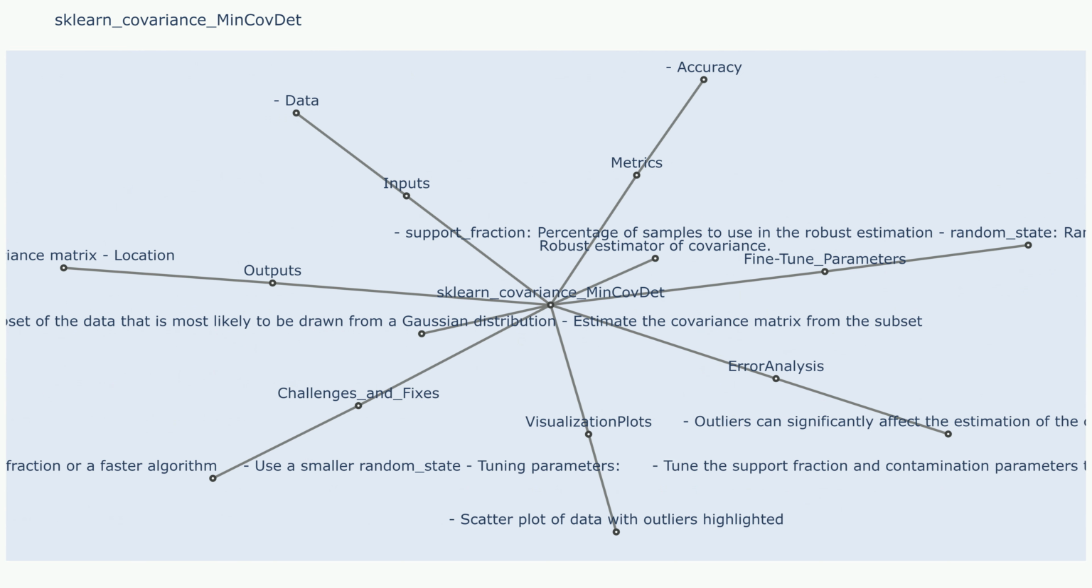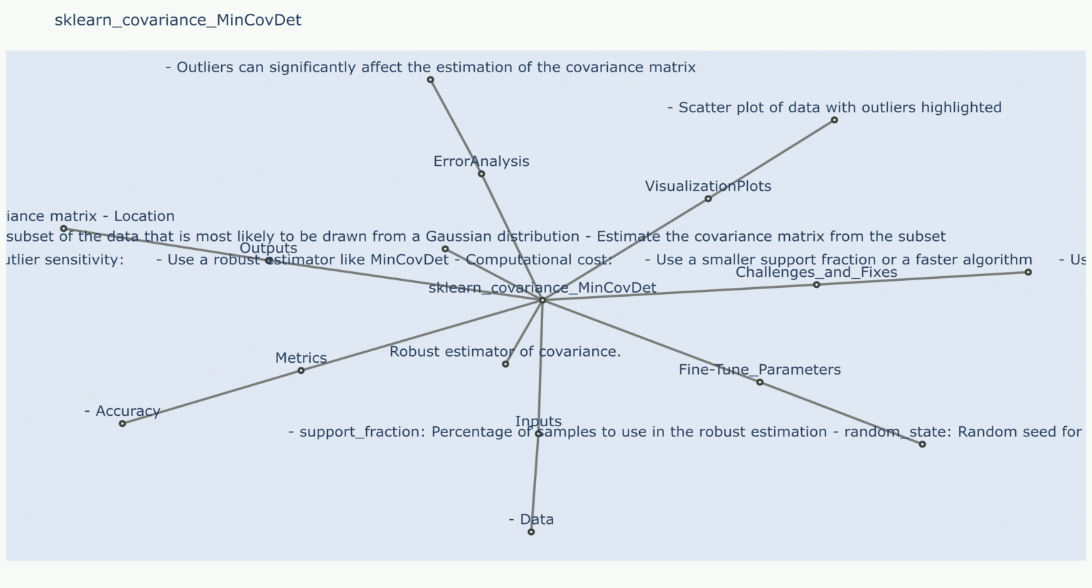Challenge 2: explain in detail. The MinCovDet estimator can be sensitive to the choice of the support_fraction parameter. Sample use case that resulted in challenge 2: a dataset with a high proportion of outliers. Fixes to challenge 2: the support_fraction parameter can be adjusted to find the optimal balance between robustness and sensitivity.